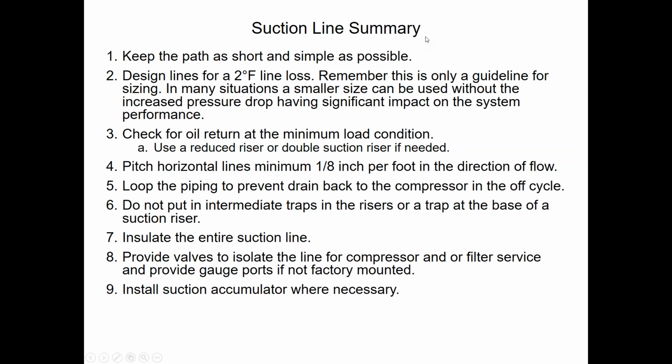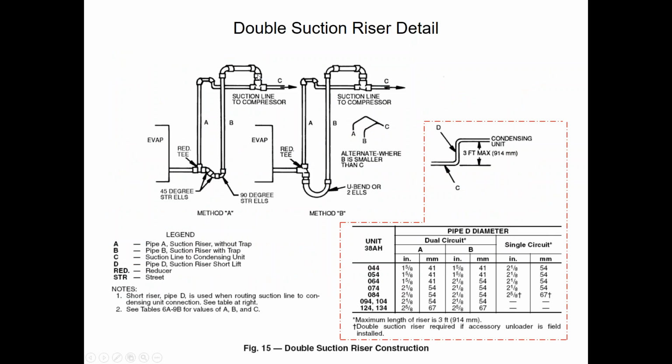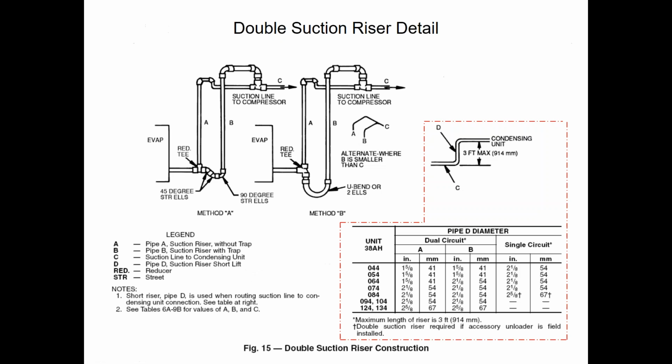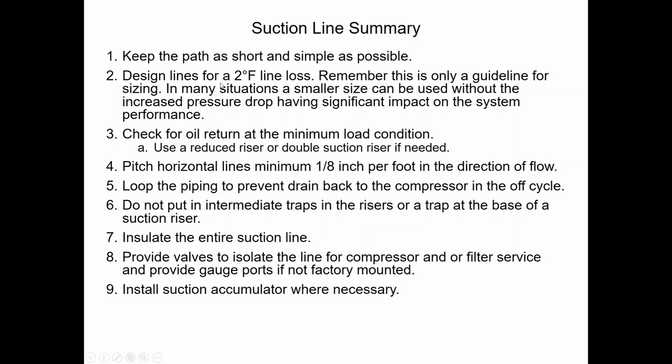So remember, in suction line design layout, keep them as short and simple as possible. Least amount of turns and as short as possible. You want to design for 2-degree line loss, and again, you don't have to worry about that because this chart's already done that for you. This is already based on a 2-degree equivalent pressure drop. But design the lines for 2-degree. I'll talk about different temperatures later on in some slides.